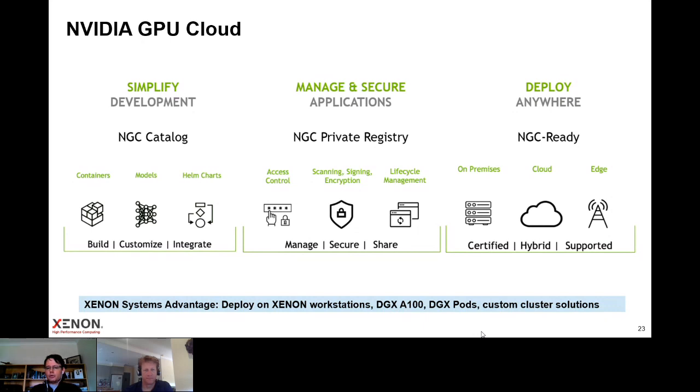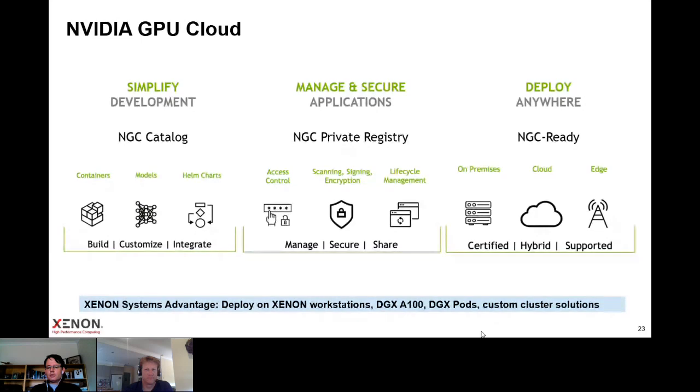And that includes the on-premise installations on the DGX A100, for example. The very same models can also then be run in the cloud. And once the models are optimized, they can also then be run using the same containers on the edge devices directly in the field. And XENON Systems has a lot of experience deploying its own workstations for development and test, for example, with the exact same software stack and the available containers from the DGX NVIDIA GPU Cloud.